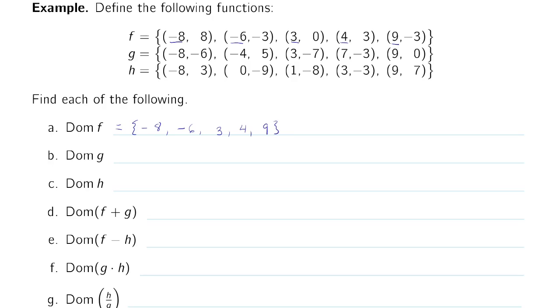The domain of g consists of all of the x values appearing in g. So that's just the set -8, -4, 3, 7, and 9. And finally, the domain of h consists of all the x values appearing in h. So that's just the set consisting of -8, 0, 1, 3, and 9. Okay, so that's the domain of each of the given functions.